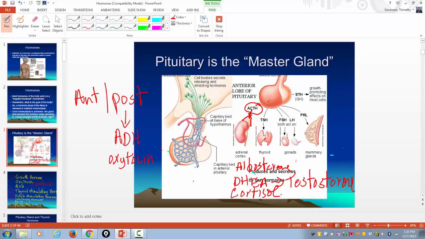TSH, released from the anterior lobe, thyroid stimulating hormone will stimulate the cells of the thyroid gland, and the hormone that the thyroid gland releases is T4, or thyroxine. I'll go into more detail in a little bit.